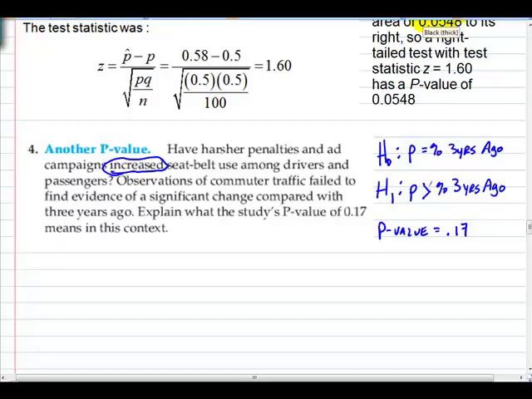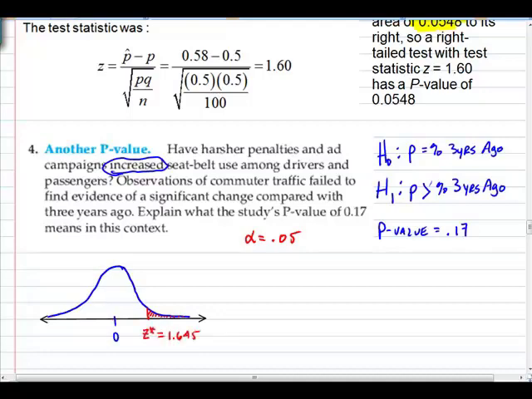I think life is easier when we draw pictures, so let's draw pictures to see what this represents. Because it's a proportion, I know that I'm going to be using a normal distribution, a standard normal distribution. There's 0 right there. Did they tell us what alpha level to use here, what significance level to use? They didn't, so we're going to use alpha equals 0.05. If alpha equals 0.05, what is the critical value that separates this critical region from the rest of the distribution? It's 1.645.